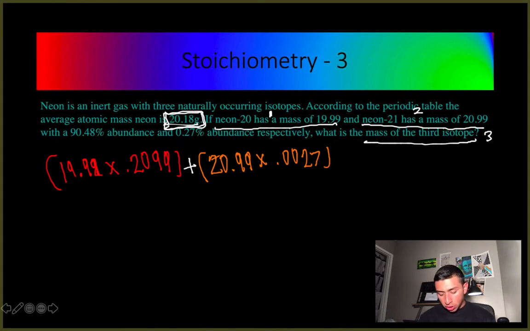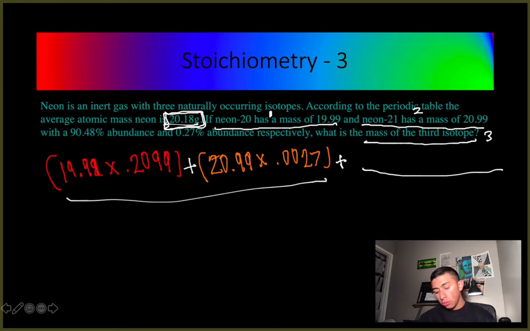Now, if I was going to continue to solve for the average atomic mass of neon, I cannot continue here because I'm missing some information. We are missing the percent abundance of the third isotope along with the isotopic mass of the third isotope of neon. We need to multiply both of those and then add that product to these two products. We can't do that because we're missing the information.